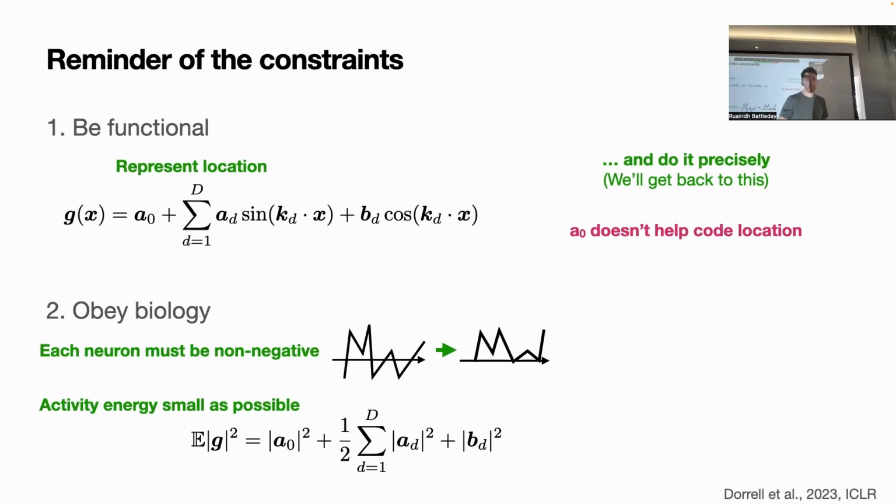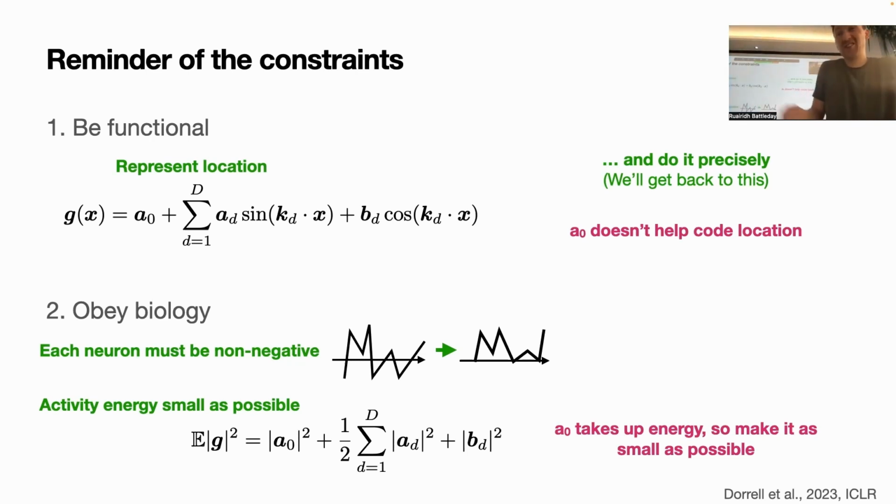But now we know something. We can work something out already, and that is A0 doesn't help with location, but it does take up energy. So we want to make it as small as possible. We want A0 to be as small as possible. That's something we know already.